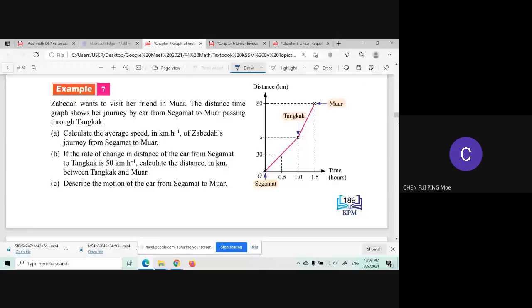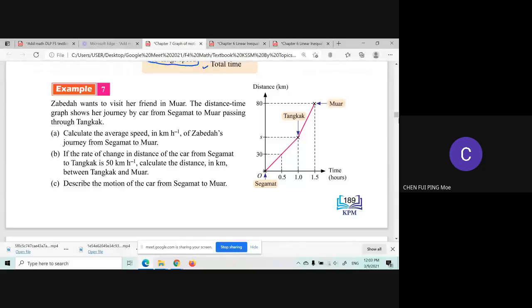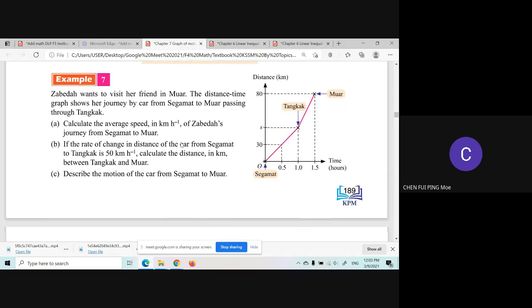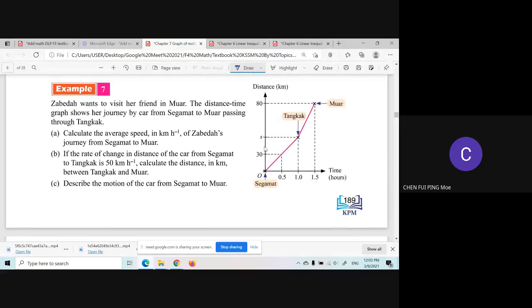Okay, Zabeda wants to visit her friend in Muar. The distance-time graph shows her journey from Segamat to Muar, here is Segamat to Muar through Tangkak. Calculate the average speed from Segamat to Muar. If they ask you to calculate the speed from Segamat to Tangkak, just calculate the gradient for this. Because in this case they want Segamat to Muar, it means average, because there are different straight lines, so different gradients. So calculate the average of the gradients.